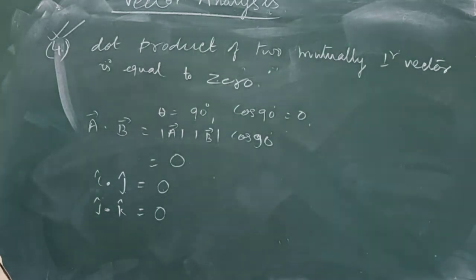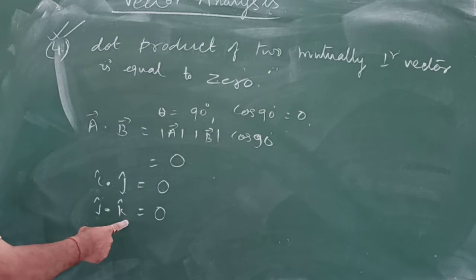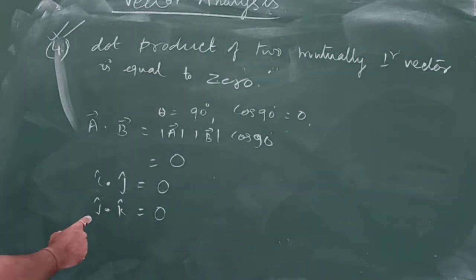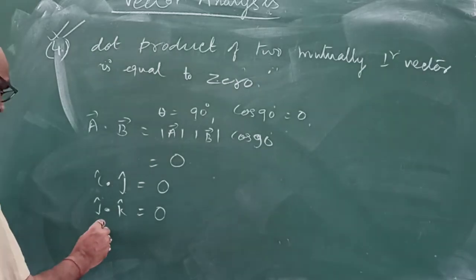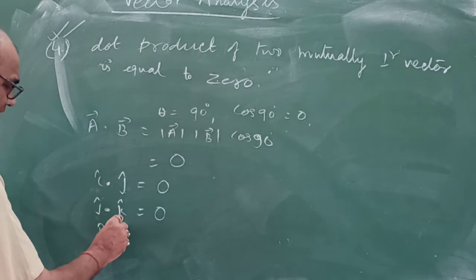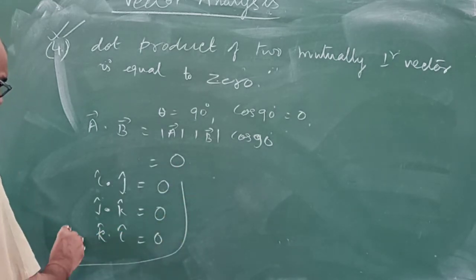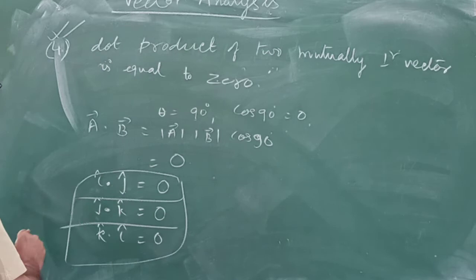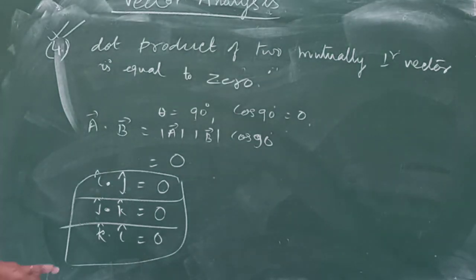j dot k is equal to 0. The y axis and z axis are mutually perpendicular to each other, theta is equal to 90 degrees, and cos 90 is equal to 0. Therefore, j dot k is equal to 0. k dot i is equal to 0 as well. The z axis and x axis are mutually perpendicular to each other. Therefore, cos 90 is equal to 0, and the product is equal to 0.